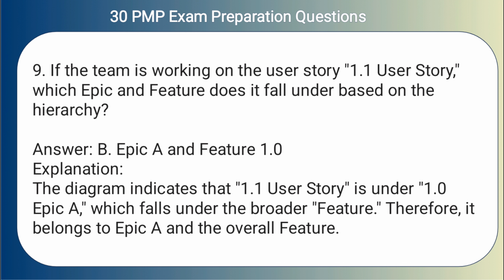Explanation: the diagram indicates that 1.1 user story is under 1.0 Epic A, which falls under the broader feature. Therefore, it belongs to Epic A and the overall feature.